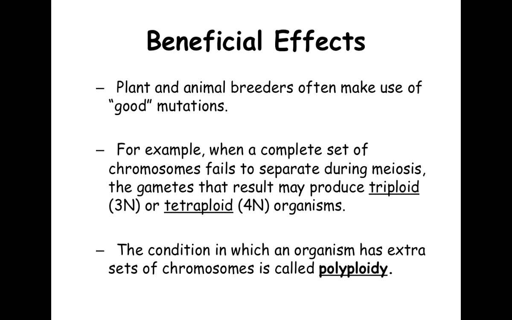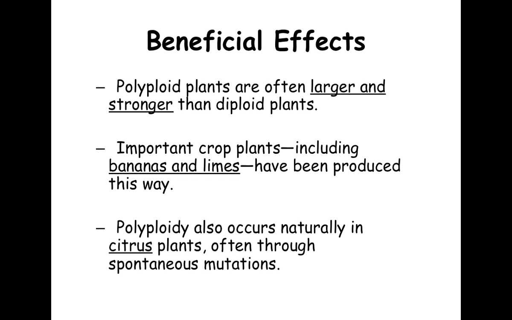And like I said, this has affected our food supply because the polyploid plants that we create are larger and often stronger than their normal diploid cousins. So, you can have a corn plant that is diploid and a corn plant that is tetraploid. The tetraploid is going to be larger, stronger, better able to resist things like drought or maybe lack of nutrients, and also produce larger amounts of food. There are also some important crop plants like bananas and even limes we've produced this way.